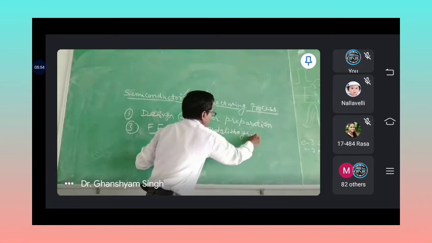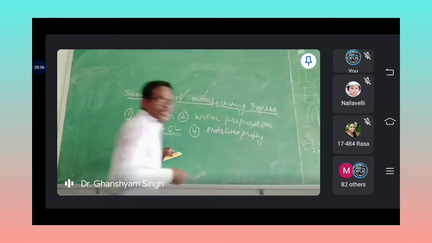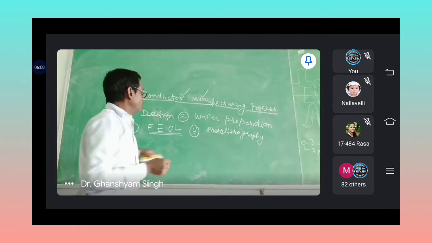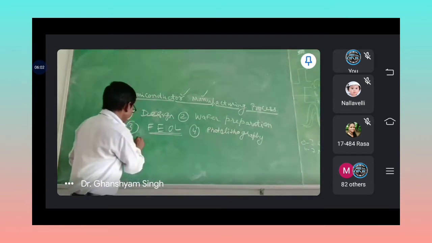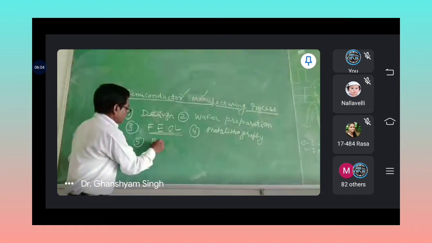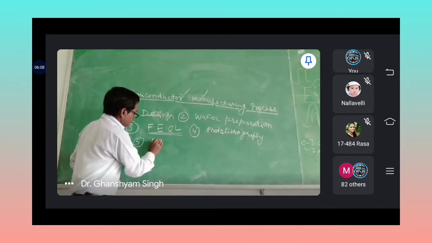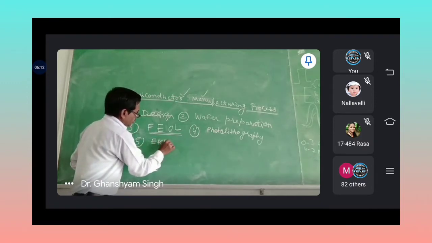Photolithography is the process of introducing patterns or images on the reticles, which are transferred to the surface of the wafer. Student, you should remember it. We follow these steps in the manufacturing steps in unit 1 also.